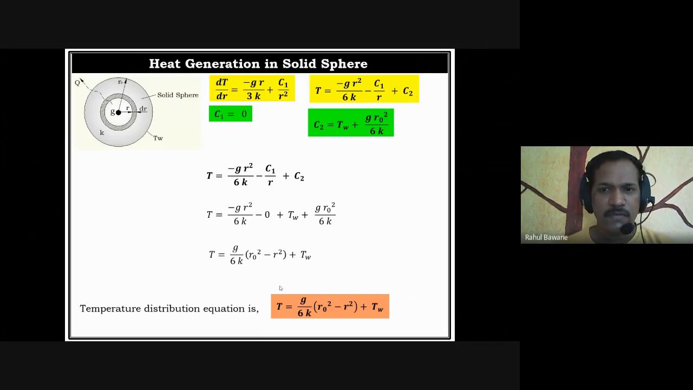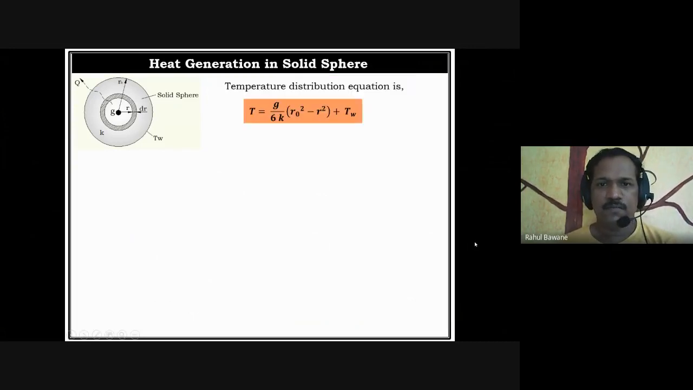So whenever we don't consider any convection part, we directly find the values of C1 and C2, and put them in the temperature distribution. So this is our temperature distribution for a solid sphere, and as there is no convection part, there is no H value. H is the coefficient of convection, so it is not there. Now we have the temperature distribution equation.